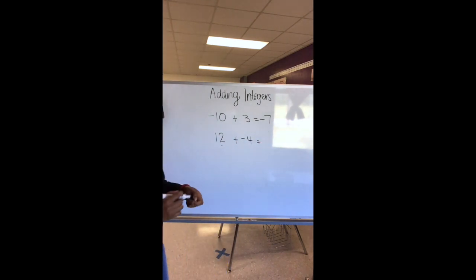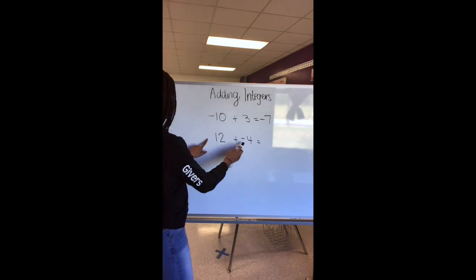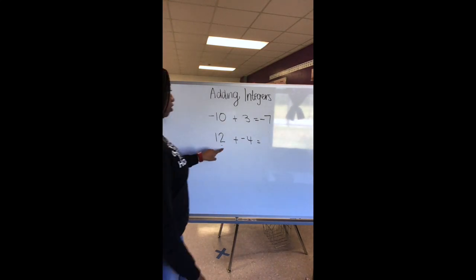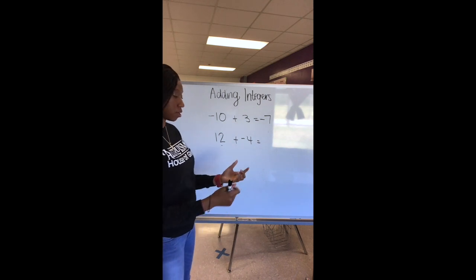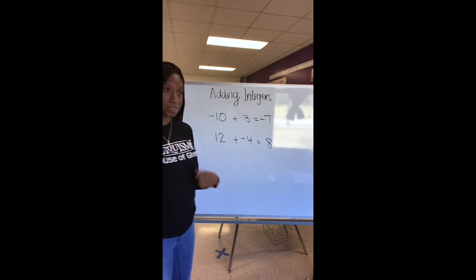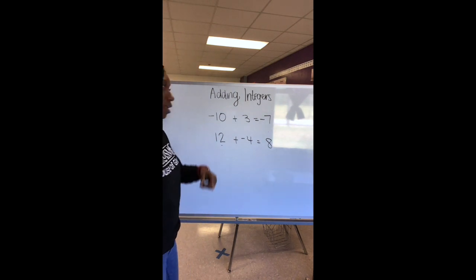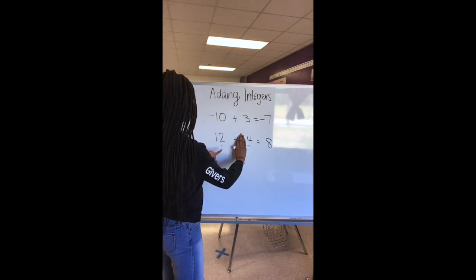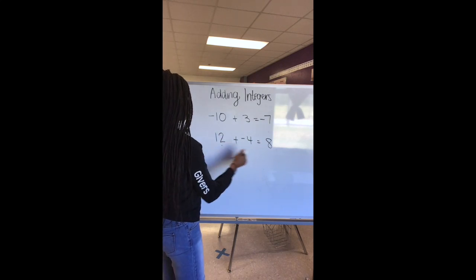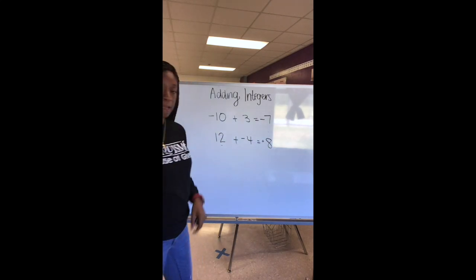12 plus -4. Different signs, one positive, one negative. Different signs subtract. 12 minus 4, count back. 12 minus 4 is 8. Take the sign of the higher number, then you will be exact. Which number is highest, 12 or 4? 12 is the highest and 12 is a positive, so our answer is +8.